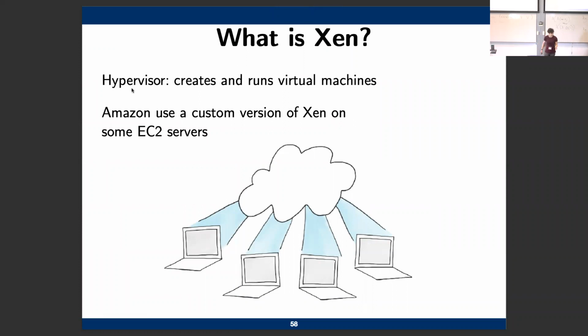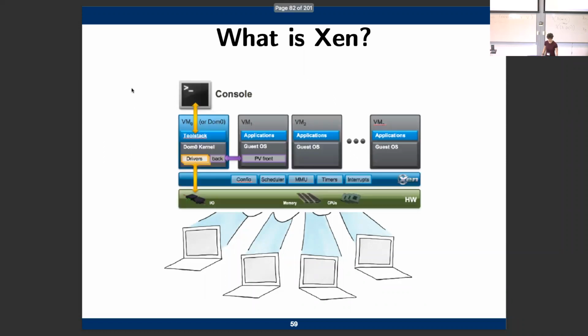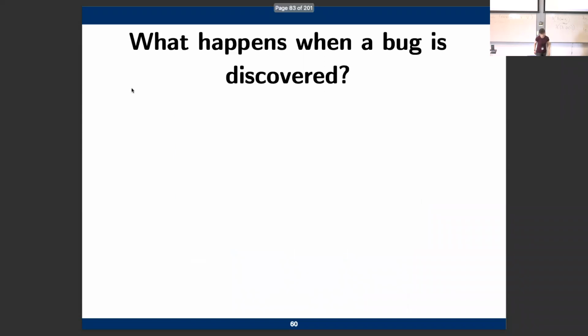So Xen is a hypervisor, it creates and runs virtual machines. You can think of this as being like VirtualBox. It's not quite like VirtualBox, but think of it as like that. And it runs some of the Elastic Compute Cloud servers. So when you're using EC2, it looks to you like you have one machine. It is Xen that is partitioning one server underneath what you're using. So it matters. It's very important software.